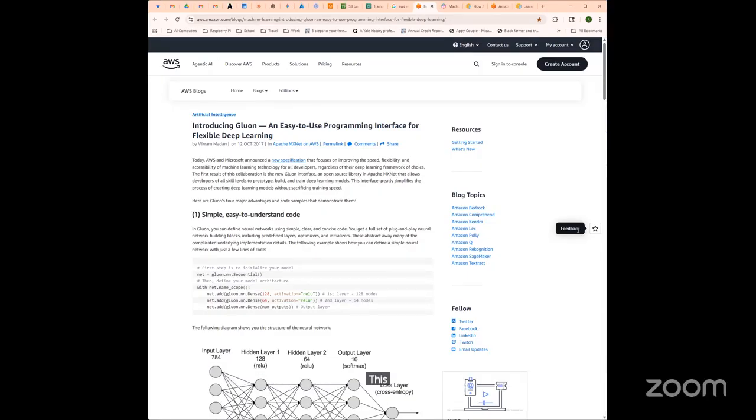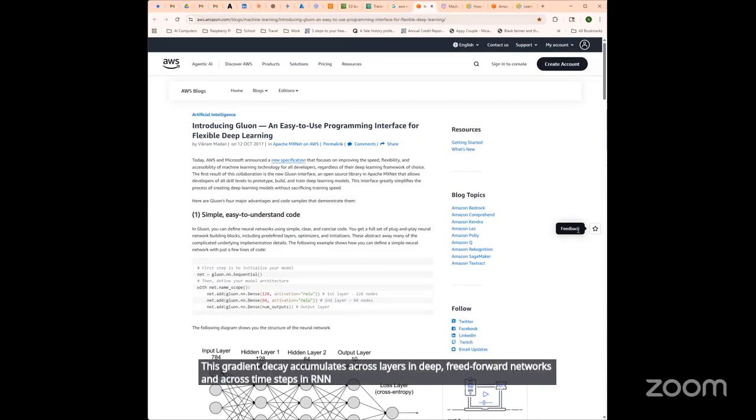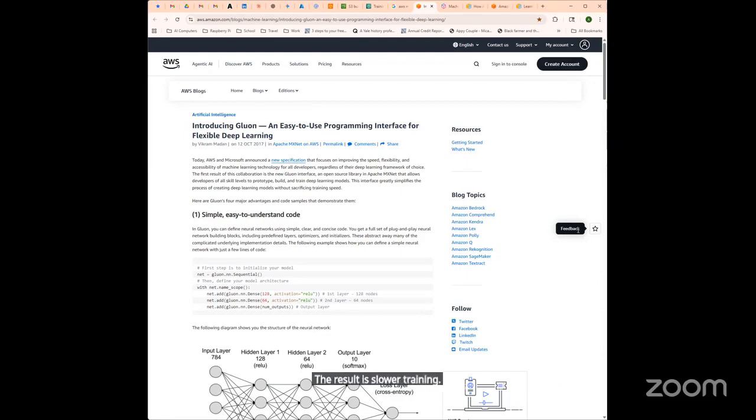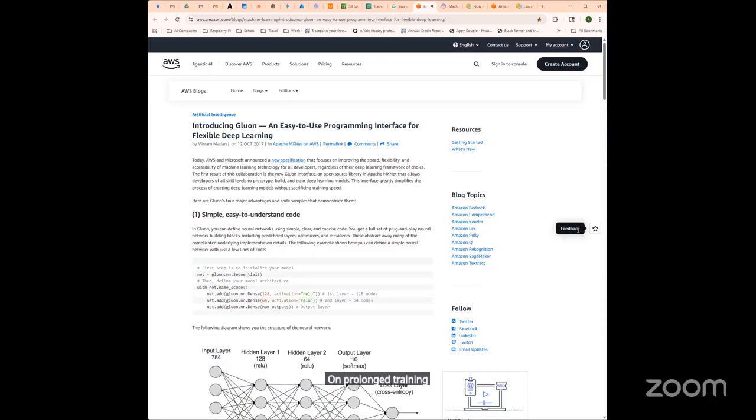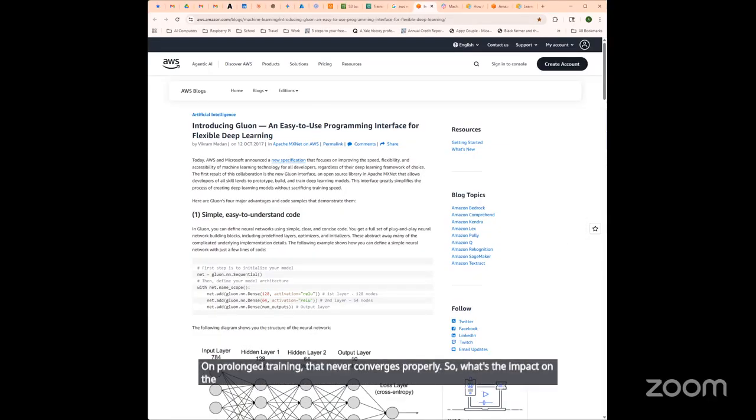This gradient decay accumulates across layers in deep feed-forward networks and across time steps in RNNs. The result is slower training, poor convergence, and suboptimal model performance. Networks might fail to learn complex representations despite having sufficient capacity, wasting compute resources on prolonged training that never converges properly. So, what's the impact on the workflow?